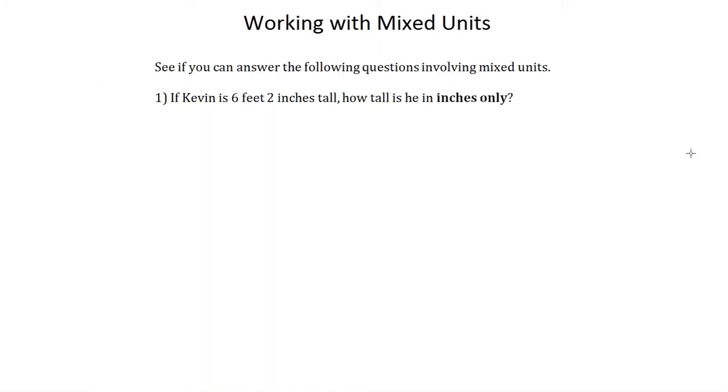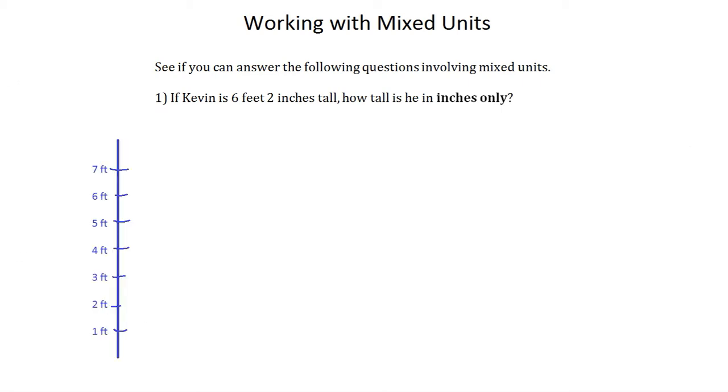So getting to where we're actually trying to do some of these problems, answer some of these questions. Going back to your worksheet now, see if you can answer the following questions involving mixed units. Question number 1, if Kevin is 6 feet 2 inches tall, how tall is he in inches only? So instead of giving feet and inches, I only want inches. And there's different reasons why we might want this. What I'm actually going to do to help us think about the problem is draw that measuring stick that I had before.